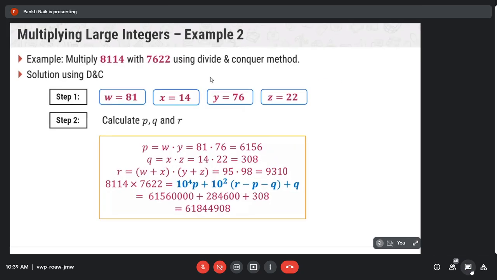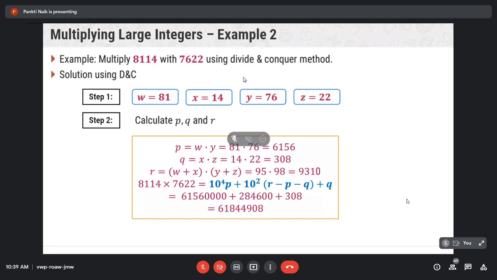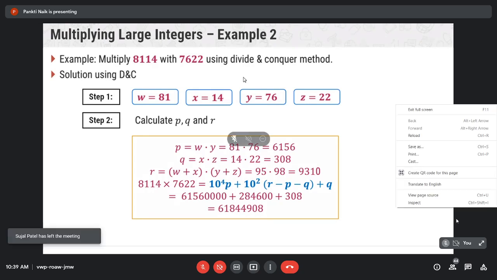Next topic is merge sort. Merge sort is also one type of problem which we can solve using the divide and conquer strategy.